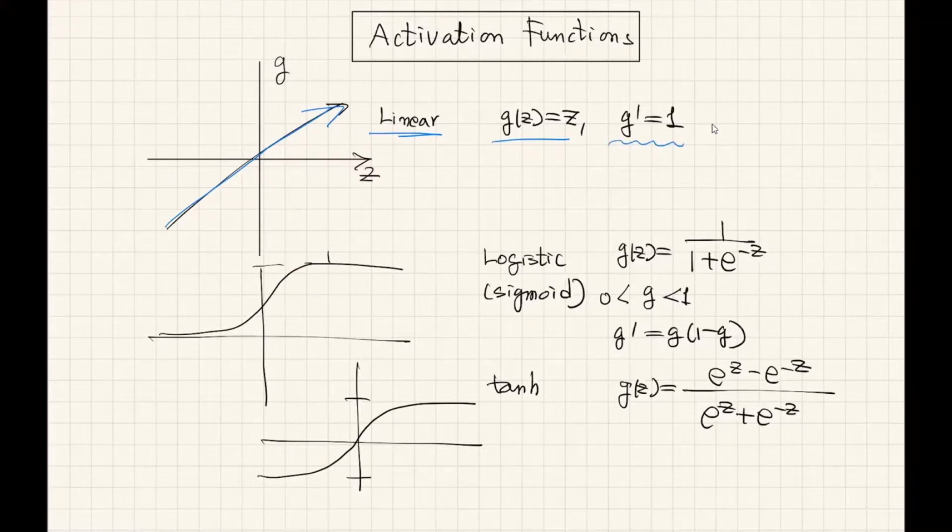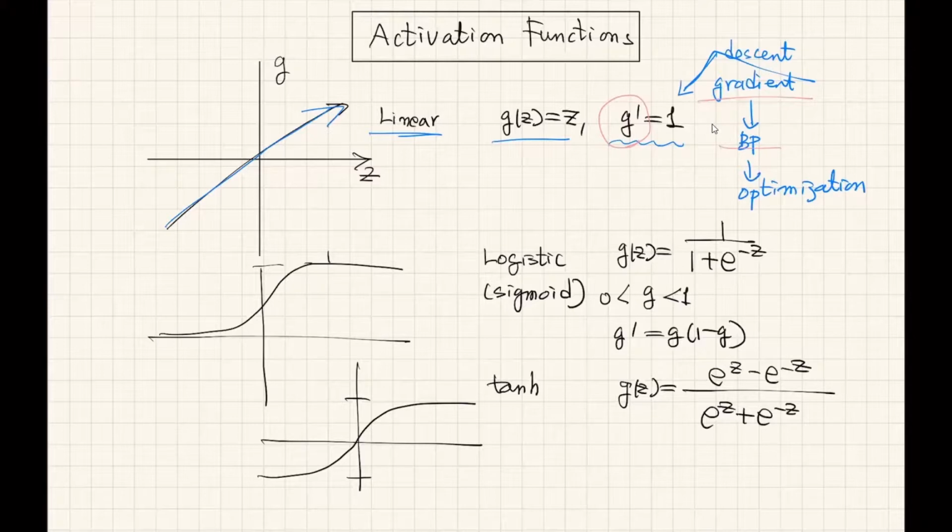Why am I talking about the derivative? Because this derivative will later be used in the gradient descent process. During the back propagation and optimization process, we're going to use this gradient of the activation function. Probably next on Wednesday, I'm going to talk more deeply into the meaning of this derivative and gradient descent and backward propagation.